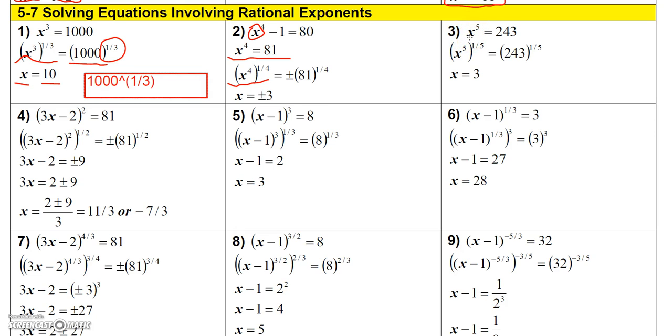Alright, so here I have x to the 5th equals 243. So I'm just going to raise both sides to the 1/5 power, so that this will just be x. And then 243 to the 1/5 power, that would be the 5th root of 243. And if you check, you'll see that 3 times 3 times 3 times 3 times 3 is 243. So 3 is the 5th root of 243.